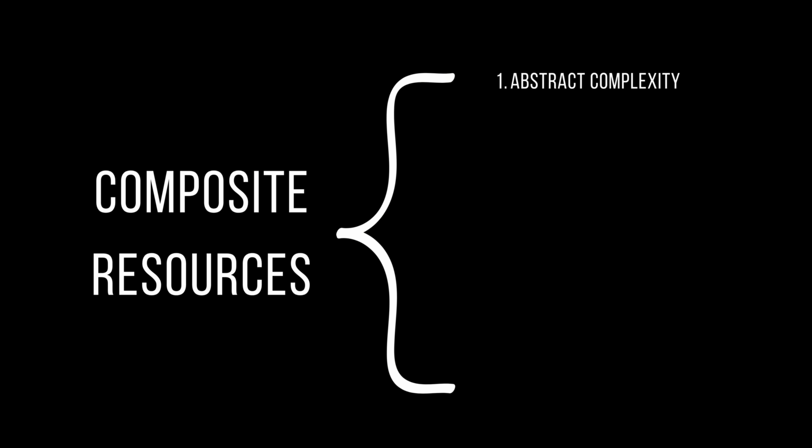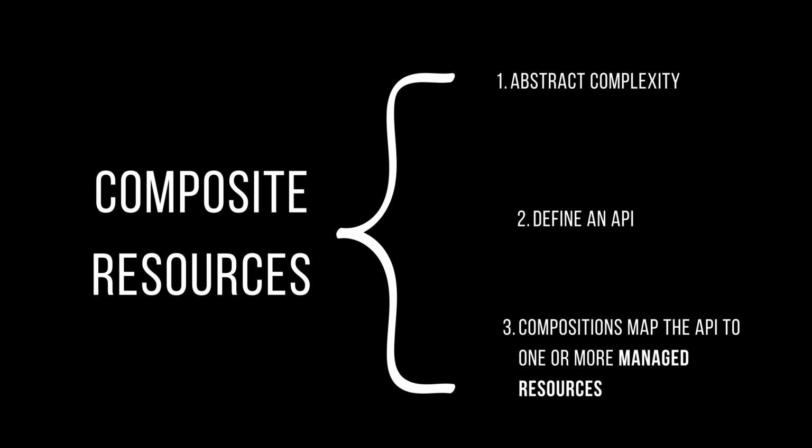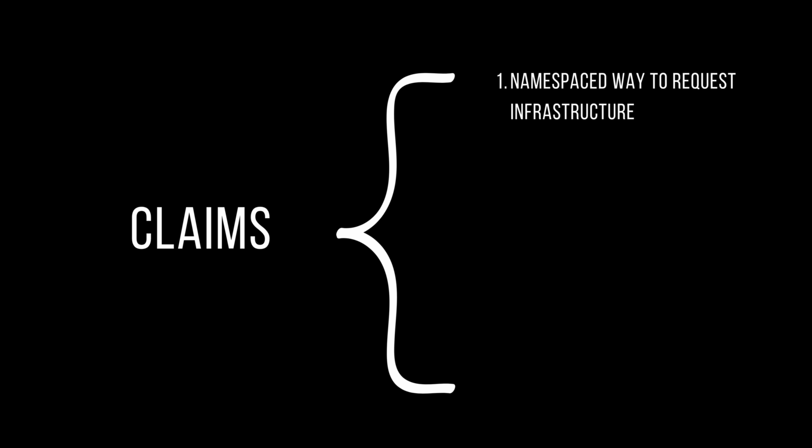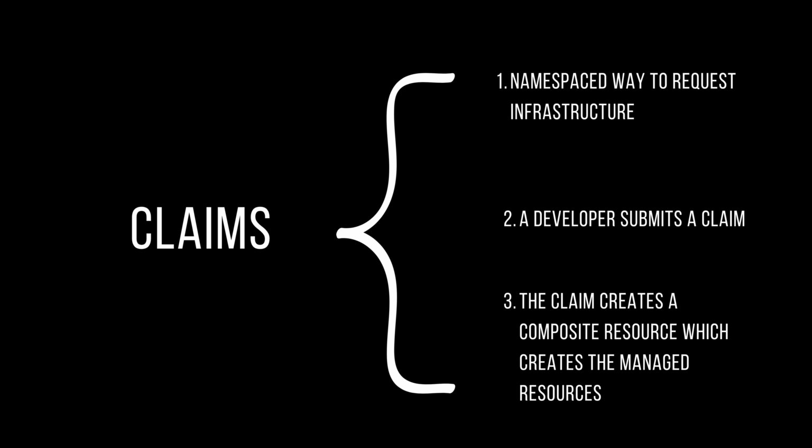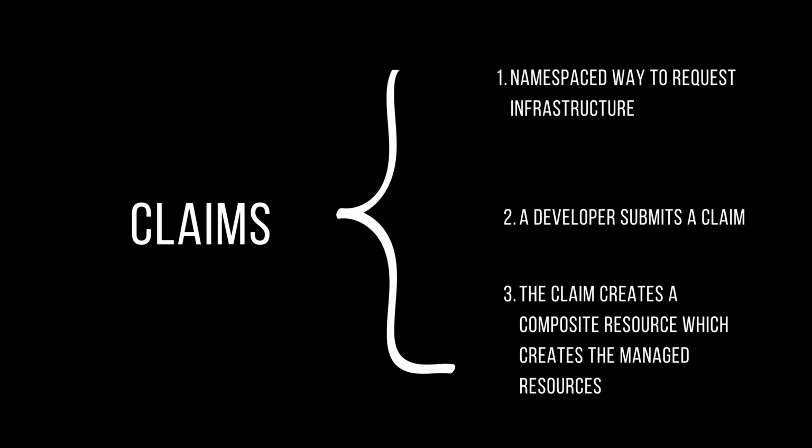Composite resources and compositions are where platform teams can abstract complexity. You define a simplified API with a composite resource definition, and a composition maps that API to one or more managed resources behind the scenes. Then we also have claims, which give teams a namespace-scoped way to request infrastructure. So a developer will submit a claim. It creates a composite resource, which creates the underlying managed resources. This layered model is what makes Crossplane powerful for platform engineering as well.